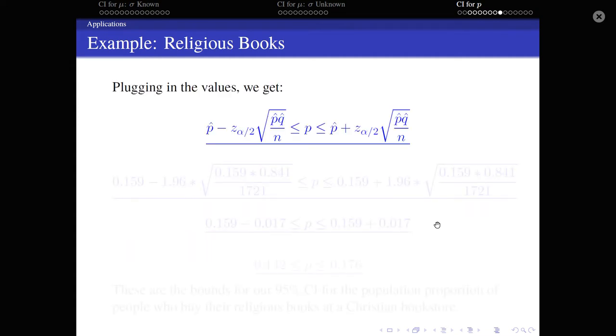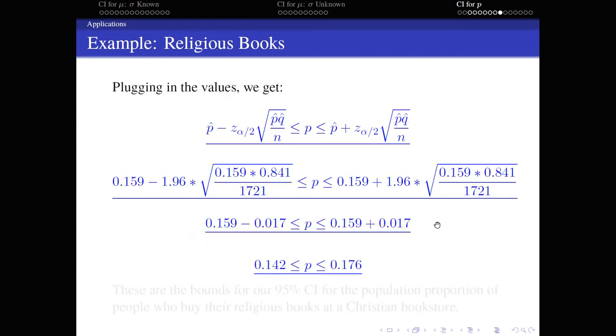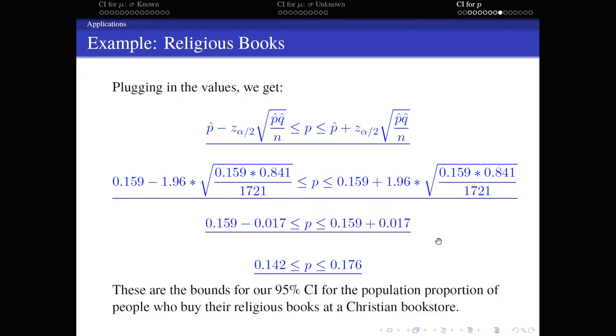Plugging these values into our confidence interval, we find that the 95% confidence interval of the population proportion of people who buy religious books at bookstores is somewhere between about 14% and about 18%, give or take. So this is a reasonable range of percentages that we would expect to find people who buy religious books at a Christian bookstore.